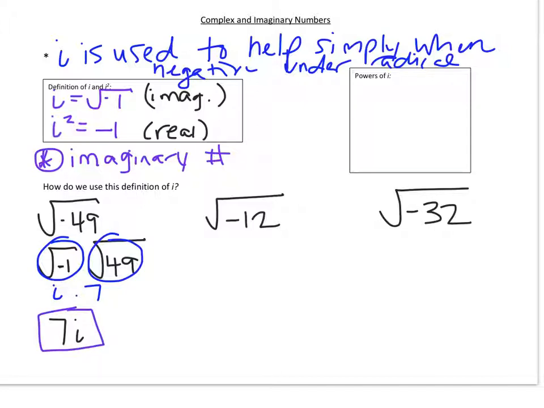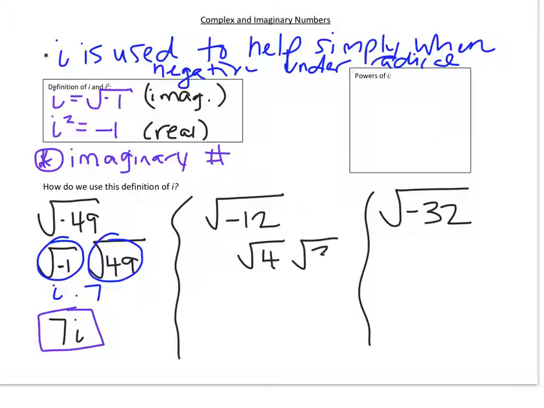So as soon as I see the i in the answer, I know it came from a negative under a square root. So we do really the same kind of thing here. Now you know how to simplify the square root of 12. If it were the square root of 12, you would have told me 4 and 3.